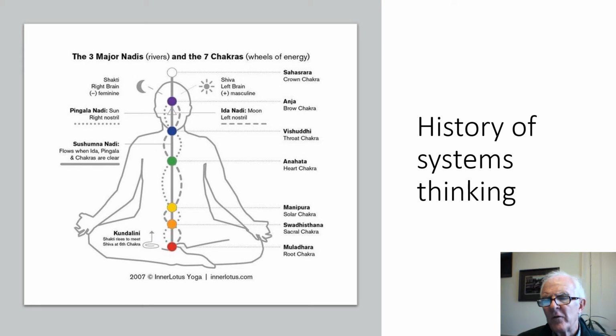And of course, the history of systems thinking goes back many thousands of years. This is a system from Hindu philosophy. I think it's quite interesting, yogic philosophy. And they were thinking about how these interrelated bits fit in to provide outcomes. So actually, systems thinking itself goes back many thousands of years.